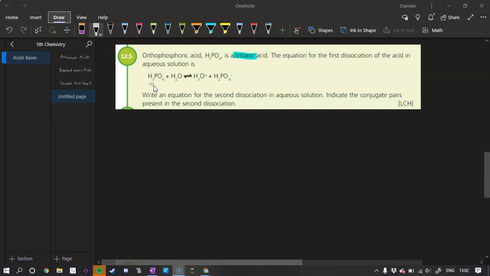So we have to find an equation for the second association. Basically, all we're going to do here is look at what is produced at the end, which is H2PO4 negative. It wants you to do this equation again using H2PO4 negative, and it's in aqueous solution, so you react it with water. It's asking you to come up with what happens at the end. So now you have to analyze what's happening here, what's the acid and what's the base.